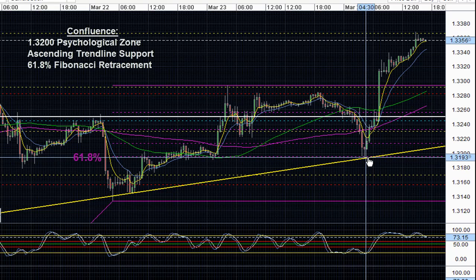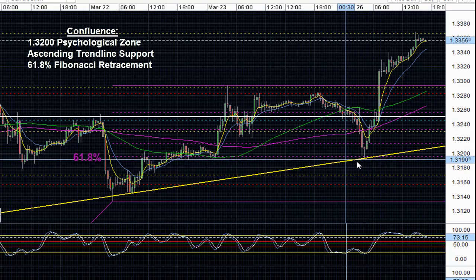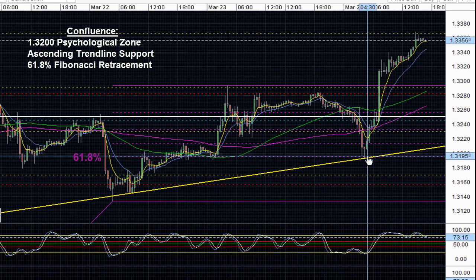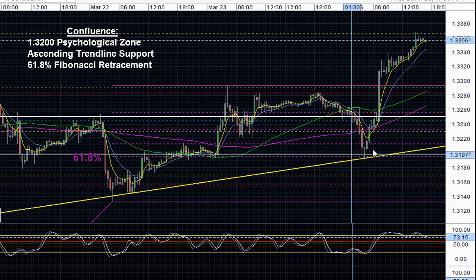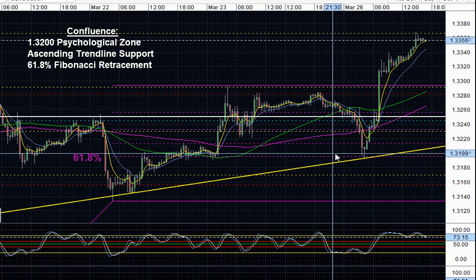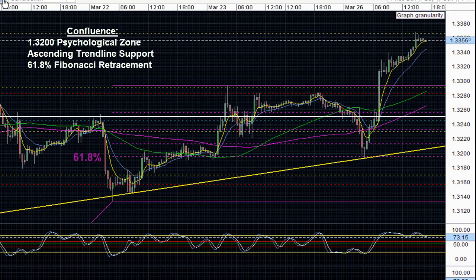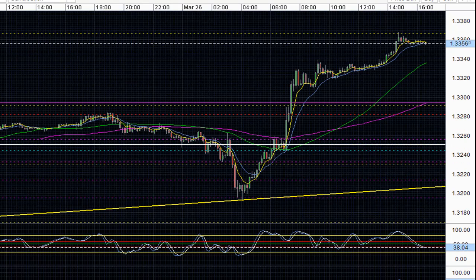So right here, you see this area of confluence here, which proves to us why there was such great market demand here. We see that this was not only our 32.00 psychological zone, it was also our ascending trendline support, and also a 61.8% Fibonacci retracement level. So then let me go back to the 10-minute chart.